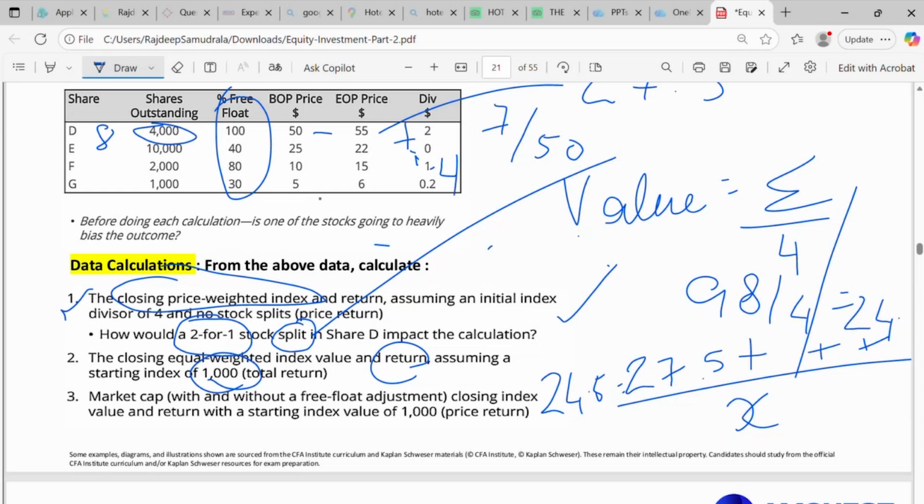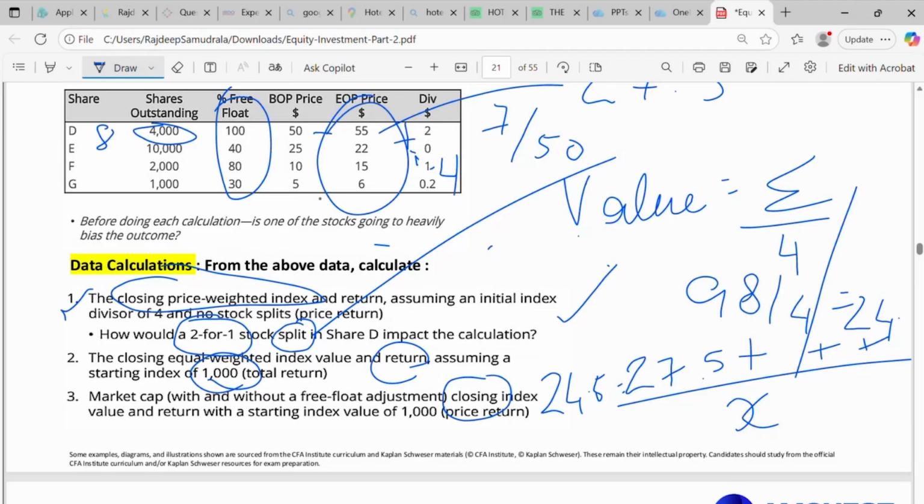But if I say with float adjustment, it will say 4000 into 50, but I remove the float. And then based on that, I find the return value. So let's start, first without float adjustment. Straightforward. 4000 shares was the price. And remember, they're saying closing index value, closing. So you will take end of period price, right?